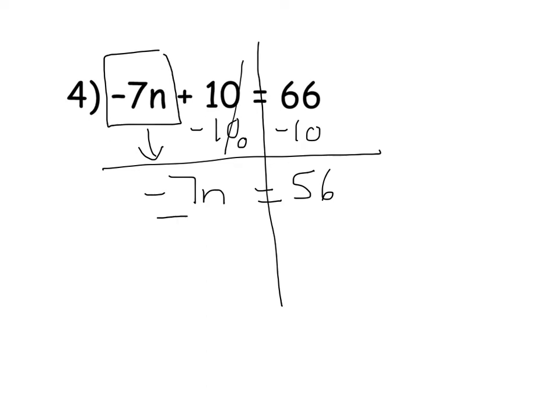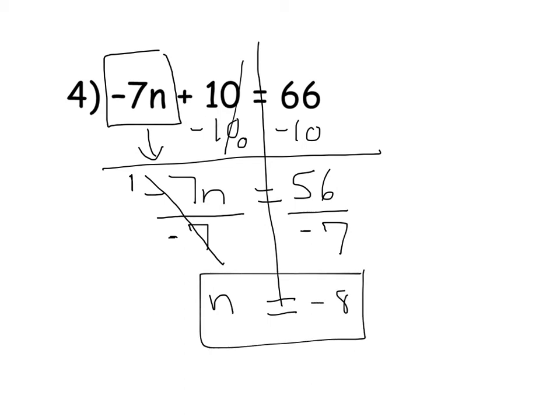Again, to undo multiplication, you divide by what's in front of the variable. This is called your coefficient. So I'm going to divide by -7. Use the fraction bar for division. So we'll divide the right side by -7. A -7 divided by a -7 becomes a +1. So over here I have 1n, which is the same as just having n. 56 divided by -7 is -8.